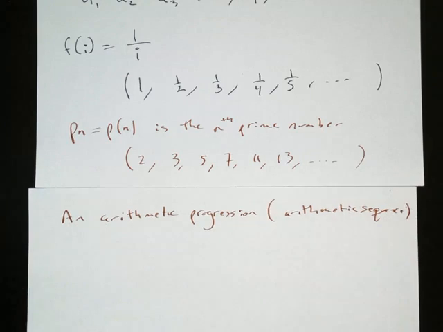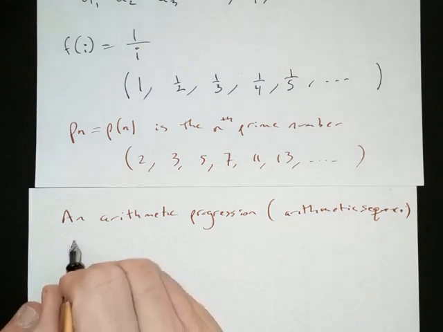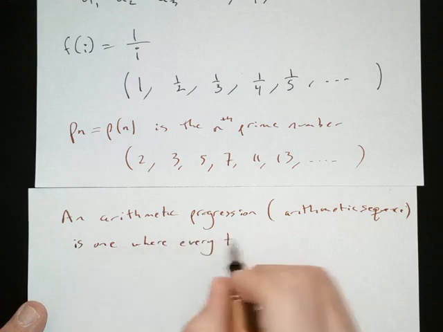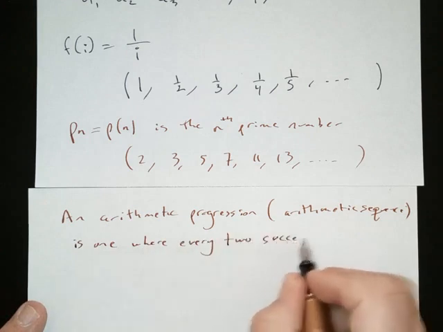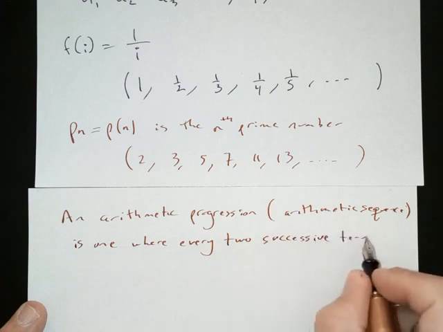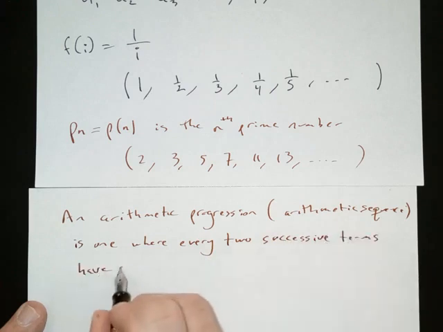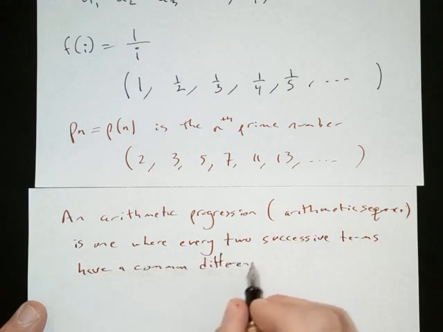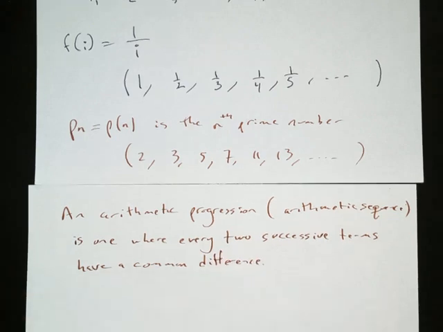An arithmetic progression or an arithmetic sequence is where every two terms have a common difference. So if you subtract two numbers, one right after the other, you'll get the same thing every time.